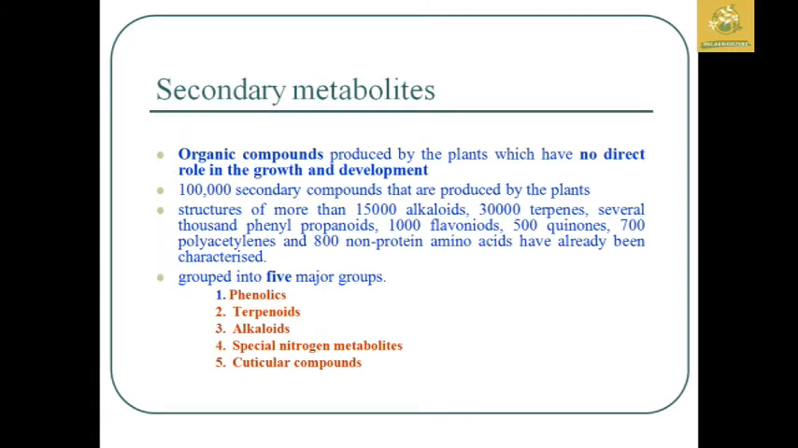So secondary metabolites, I am going to give a short introduction about them. Secondary metabolites are nothing but organic compounds which do not have a direct role in the growth and development of the body. There are more than lakhs of secondary metabolite compounds which are produced by plants. The compounds are mainly classified into 5 major groups, which are phenolics, terpenes, alkaloids, special nitrogen metabolites, and cuticular compounds.